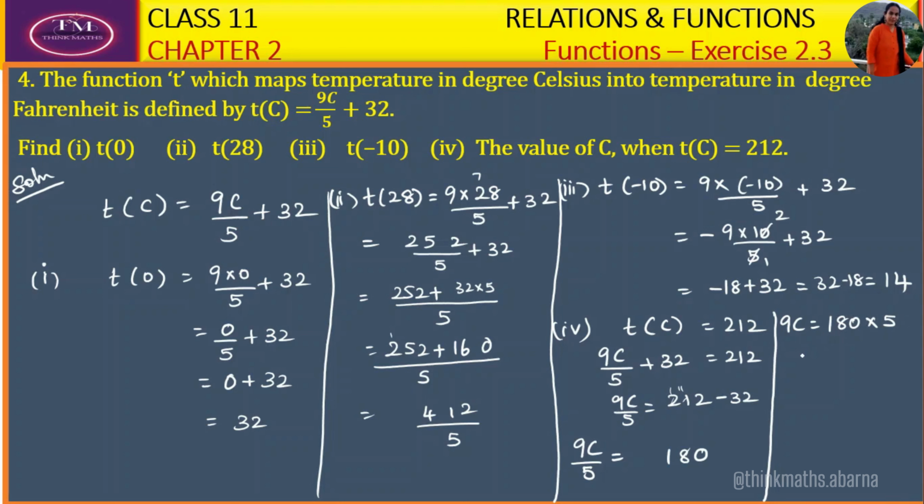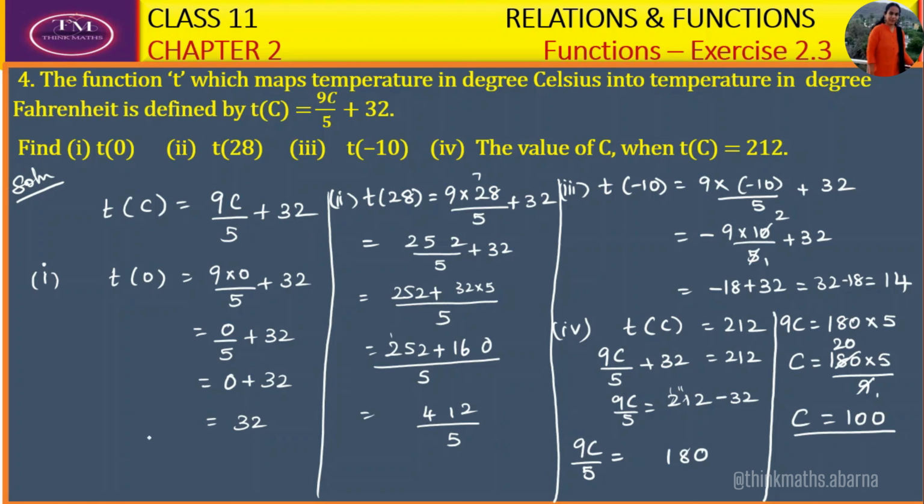No need to multiply because if you take this 9 to the denominator, 9 is in multiplication, so it goes to denominator. It goes to division. So what happens? This gets cancelled. 1 9s are 9, 20 9s are 180. So 20 into 5, it is 100. So C is equal to 100. This is the solution. Clear?